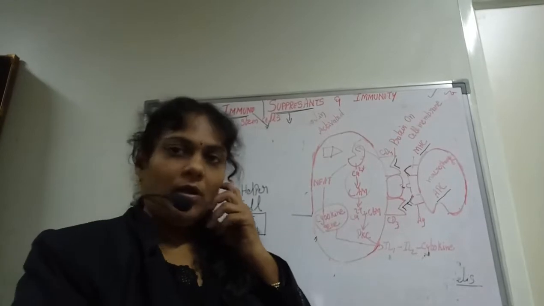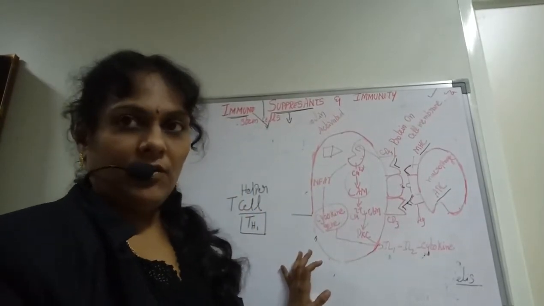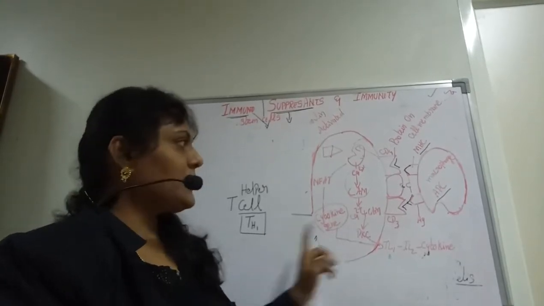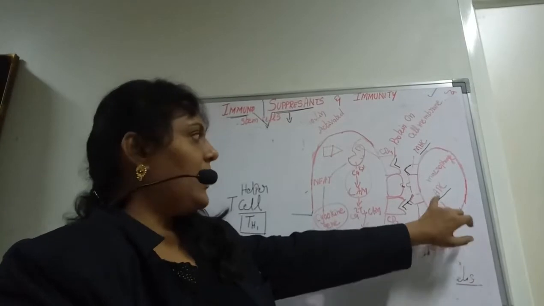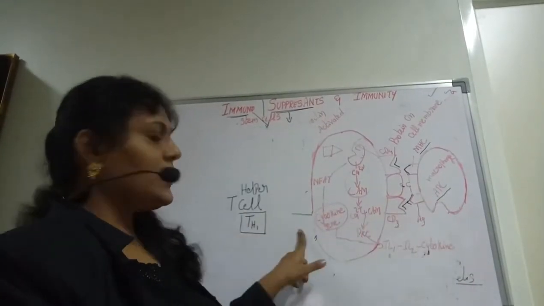It's part 2, and here I am depicting, as I told you in the previous video section, two cells: one is the T helper cell and the other one is the APC, called the antigen presenting cell, and this one is called the T cell.